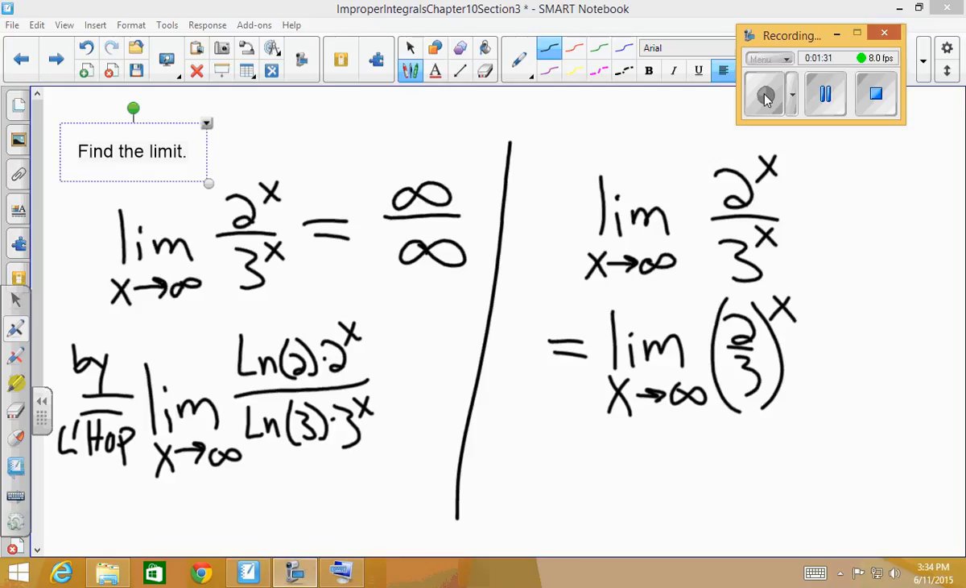Now as x gets larger and larger and larger, 2/3 to that power is going to get smaller and smaller and smaller. So this limit is going to be equal to 0. Remember, 2/3 to the x is a decreasing function. It's a decreasing exponential function. Because 2/3 is less than 1, this function is going to get closer to 0 as x approaches infinity. So in the end, our limit ends up being 0.